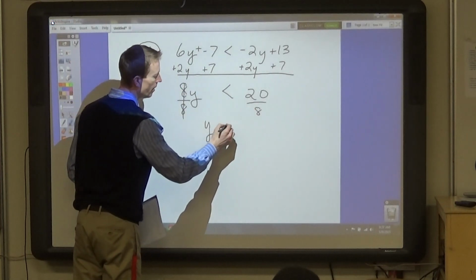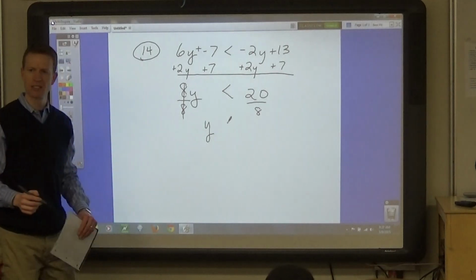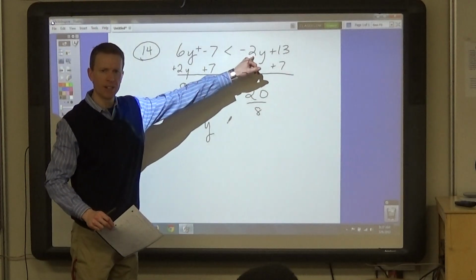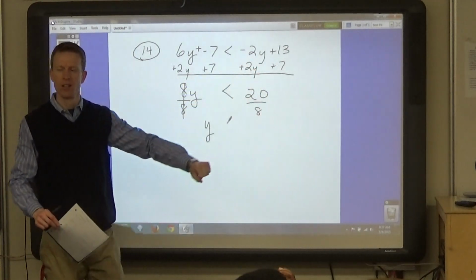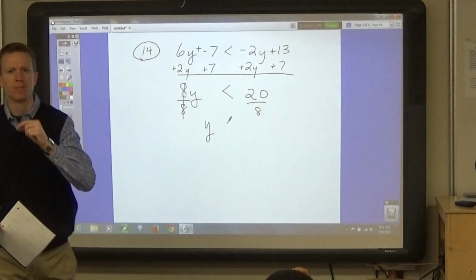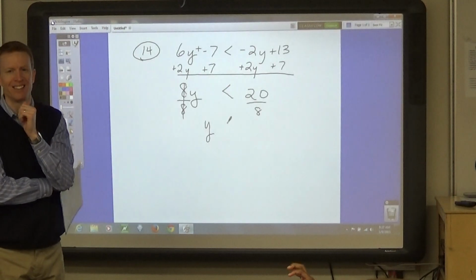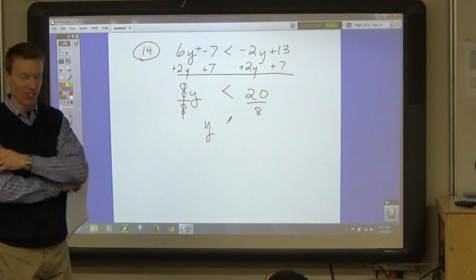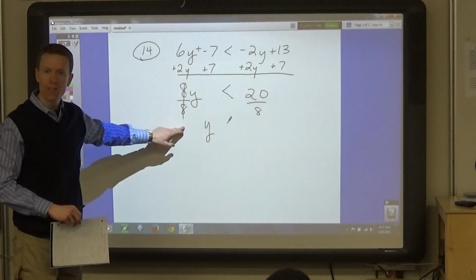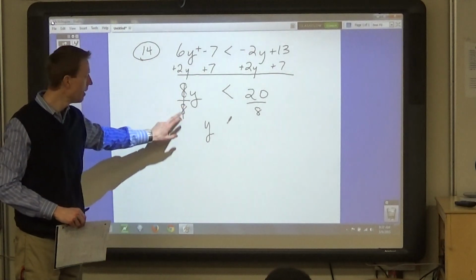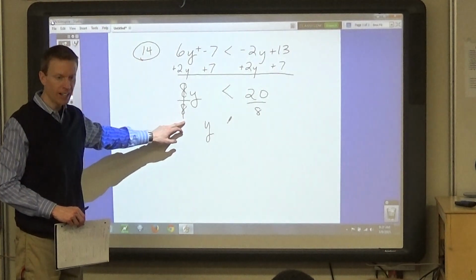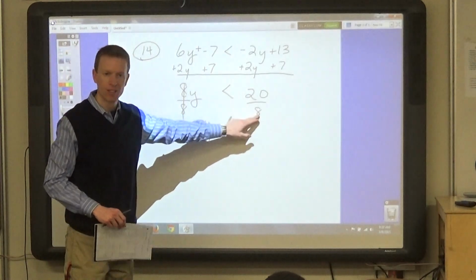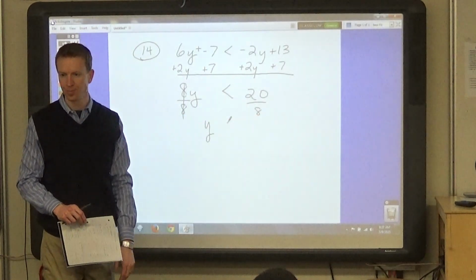So y is, do we need to reverse the sign? But what about this -2y right here? Kira. You got rid of that, and you only reverse the sign based on the coefficient. Good, yeah. The coefficient that we're dividing by is 8, not -8. So since we're dividing by a positive number, we don't have to reverse the sign.